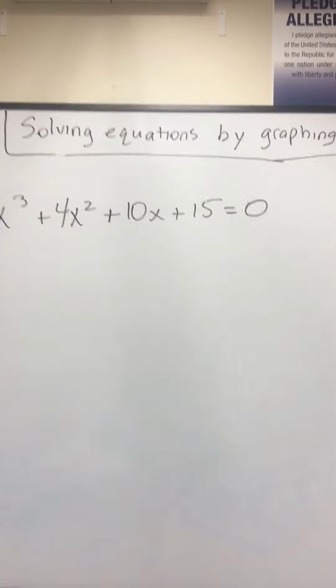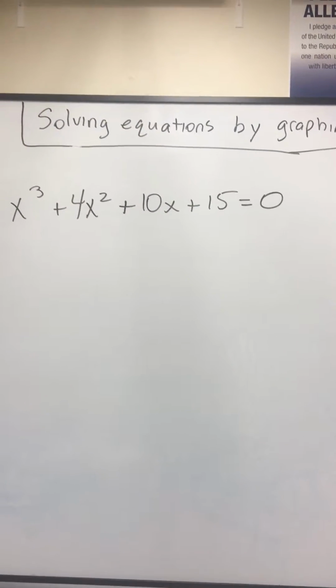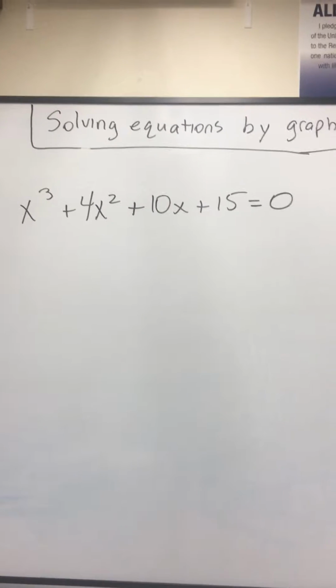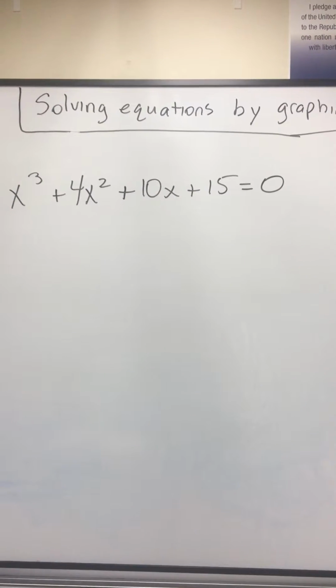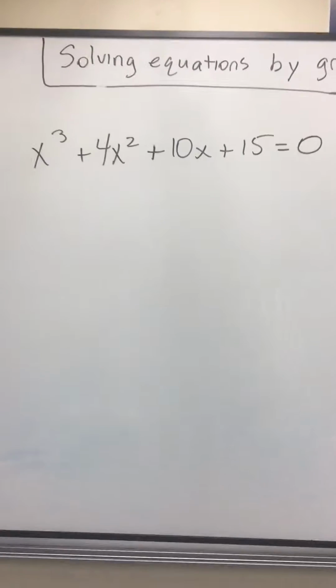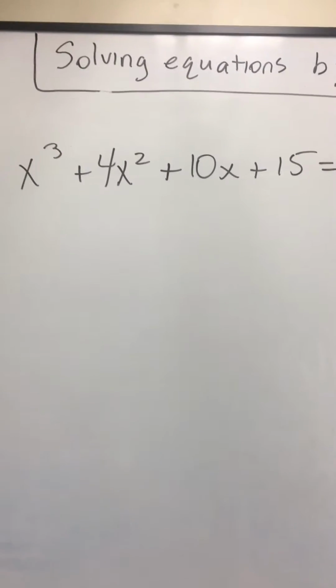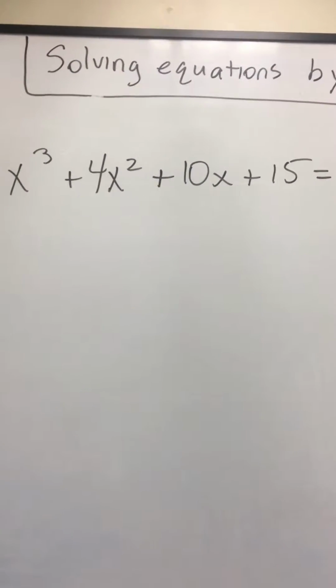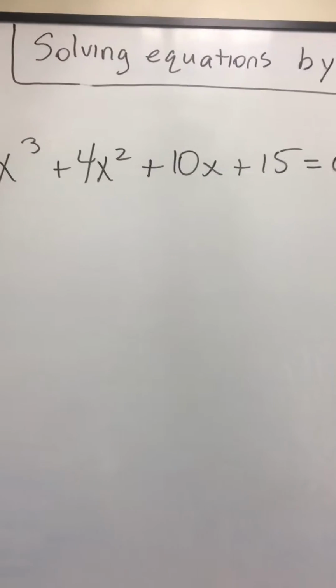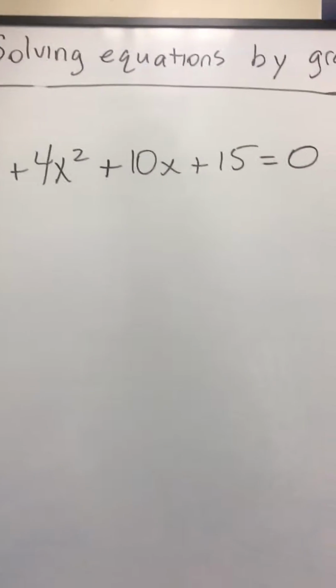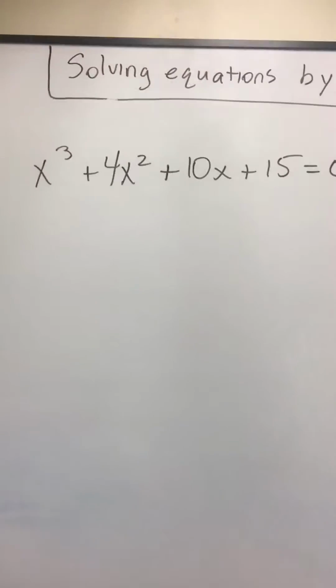Okay, starting up video number 3 of solving equations by graphing. The next couple I'm going to do actually equal 0. So this is a cubic one right here: x cubed plus 4x squared plus 10x plus 15 equals 0. Misspoke a little bit.